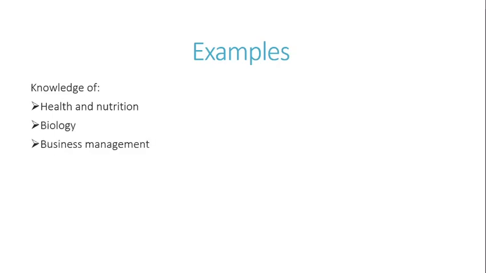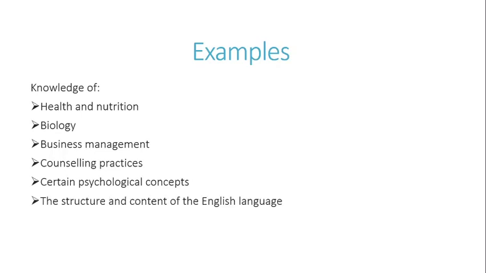But first, let's look at some examples of knowledge. As we've said, by reading articles or researching online or studying a degree, one can gain knowledge of health and nutrition, biology, business management principles. Through studying your degree, you could have gained knowledge on counseling practices or certain psychological concepts. One can also have knowledge of the structure and content of the English language.